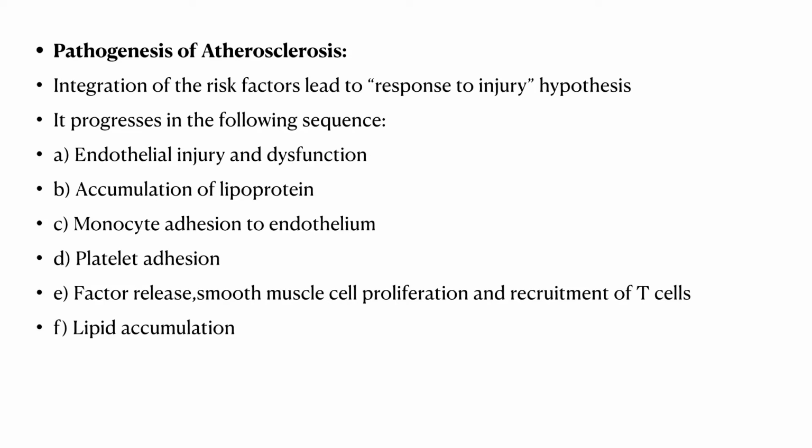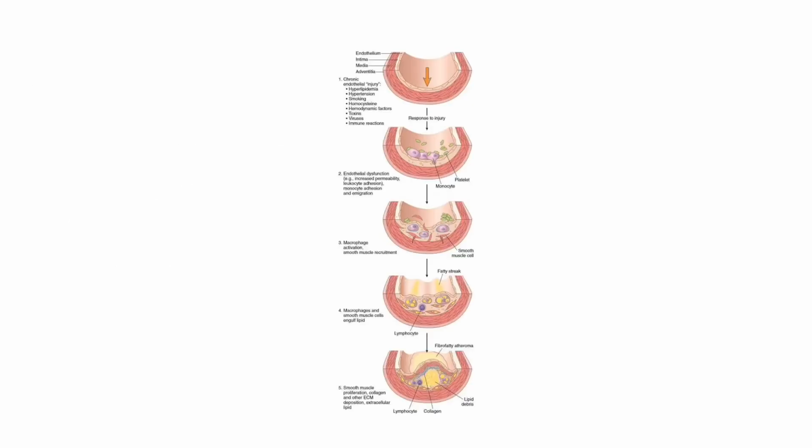As we look into the diagram, these things become much clearer. The diagram is coming up right now. As you can see in the diagram, the endothelium is intact, but chronic endothelial injury and insults to the endothelial cells, such as hyperlipidemia, hypertension, smoking, homocystinemia, and hemodynamic factors, cause injury to the endothelium, thus leading to endothelial dysfunction, increased permeability, and leukocyte adhesion.